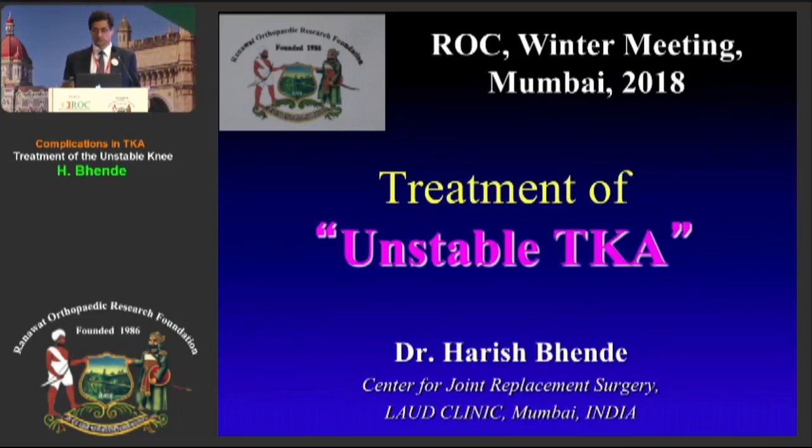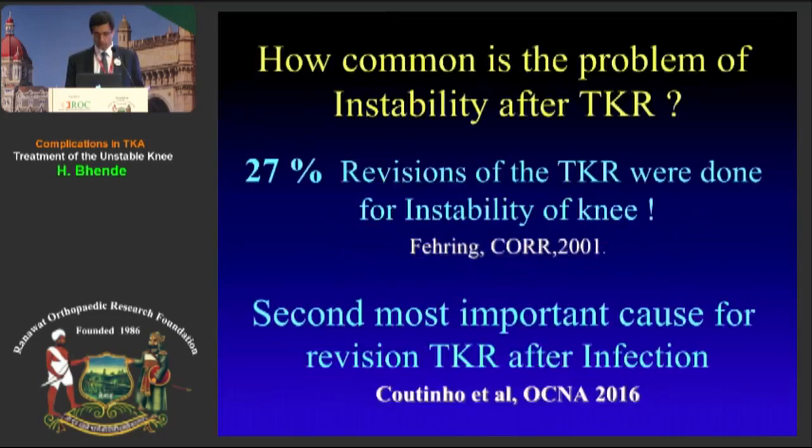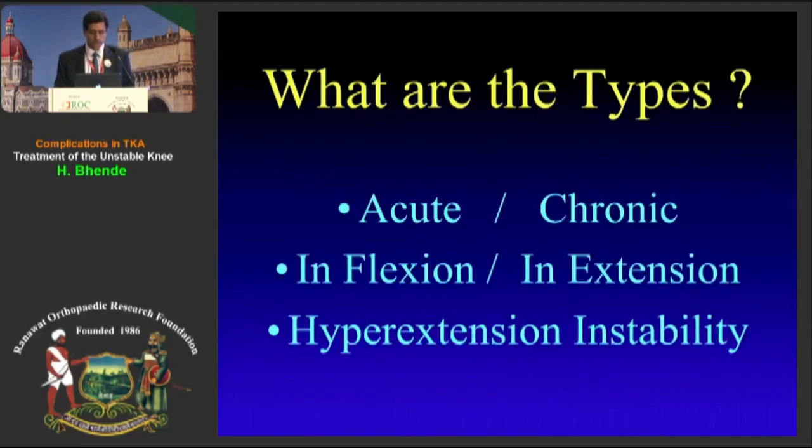But if you get a knee which is unstable and you need to do something about it, how do you approach that? Now, how common is the unstable knee? Fehring has mentioned 27% of revisions in TKA are done because of instability in the knee joint. Coutinho in OCNA mentioned that it is the second most important cause for revision of the knee after infection. So it is quite an important complication of TKR surgery.